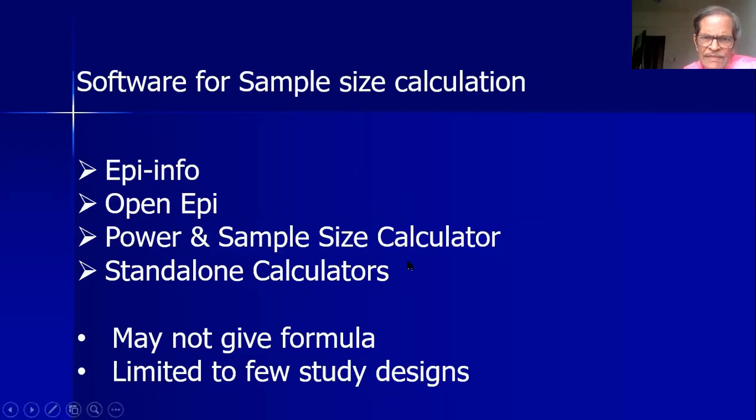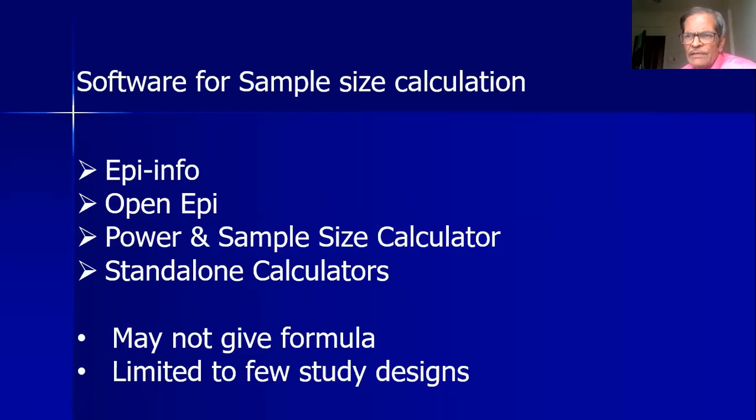The power and sample size calculator is another very popular type of software for calculating the sample size. So the Epinfo, OpenEpi, and power and sample size calculators have the facility for calculating the sample size for about 5 or 6 types of study designs. There could be standalone calculators. They are available on the internet. You can search for these and you get these standalone calculators. The standalone calculators will help you in calculating the sample size for a particular type of study design.